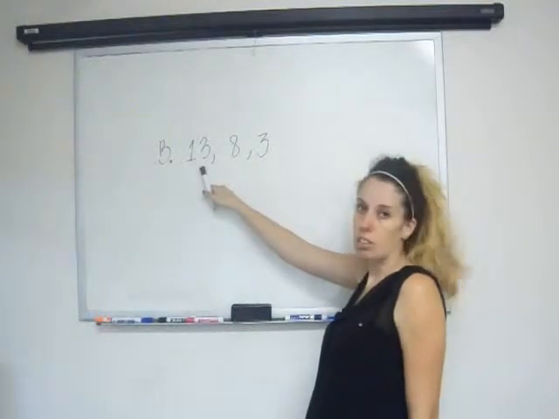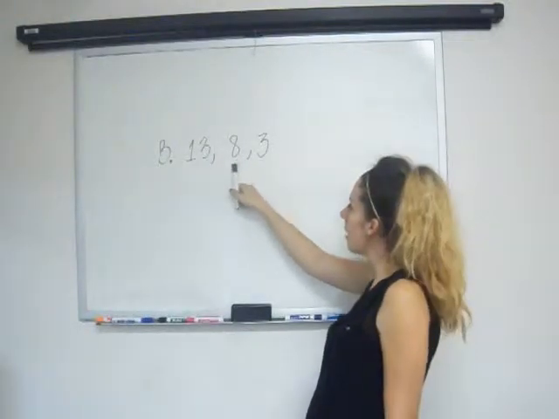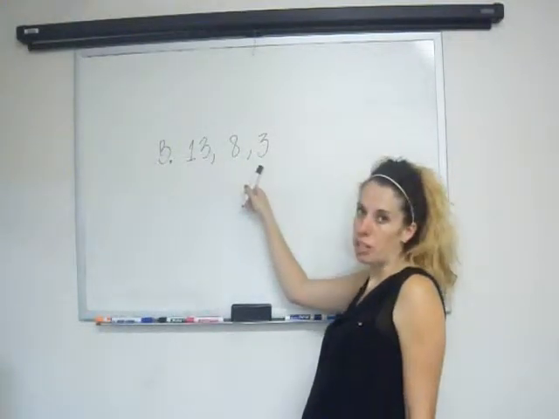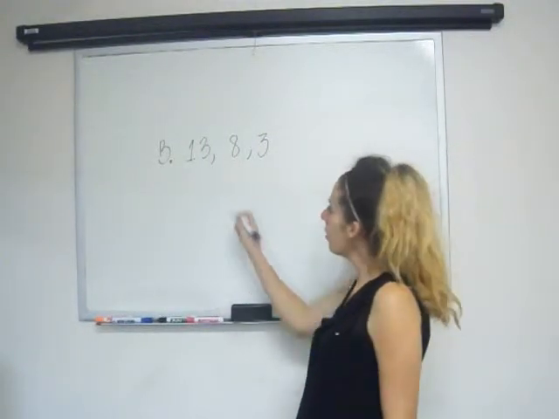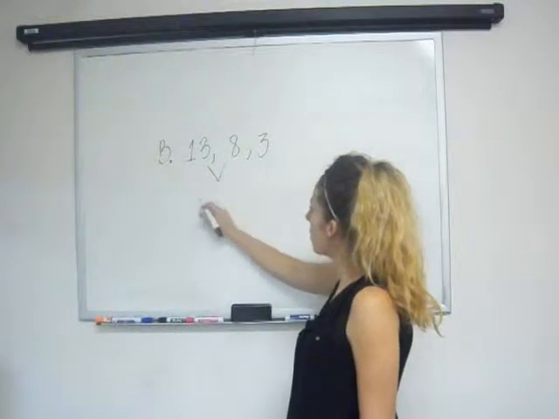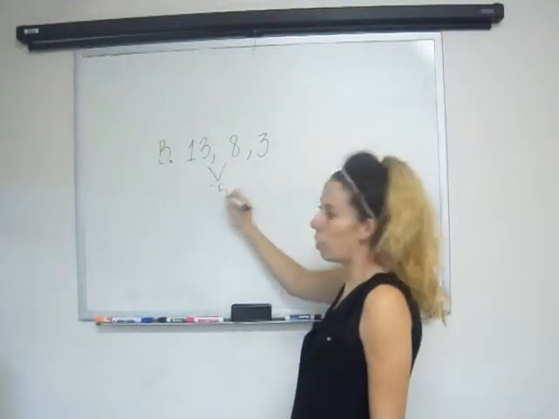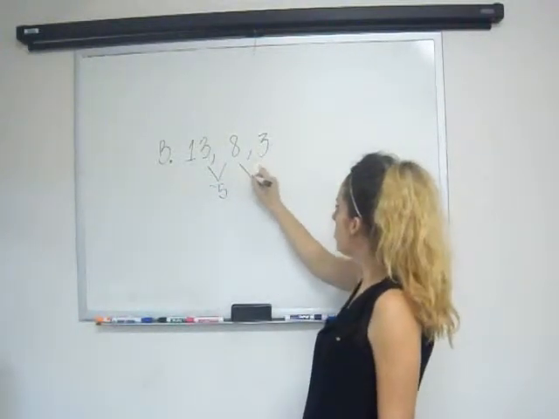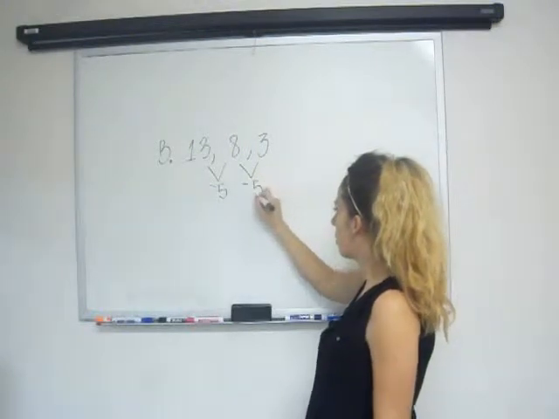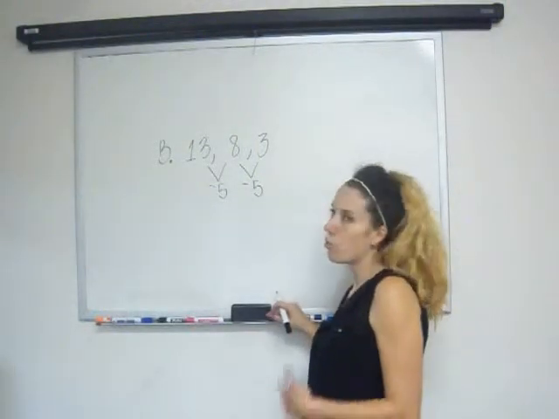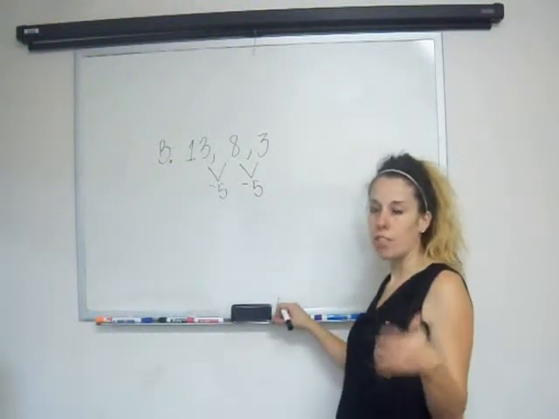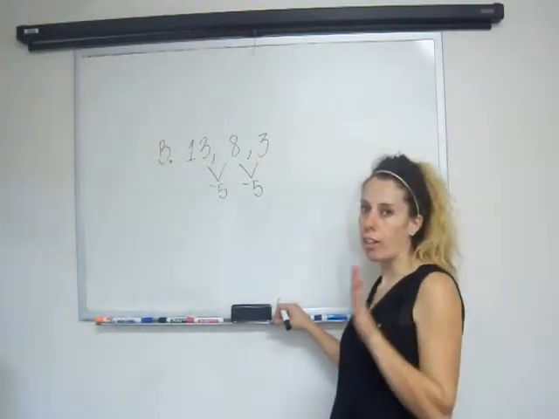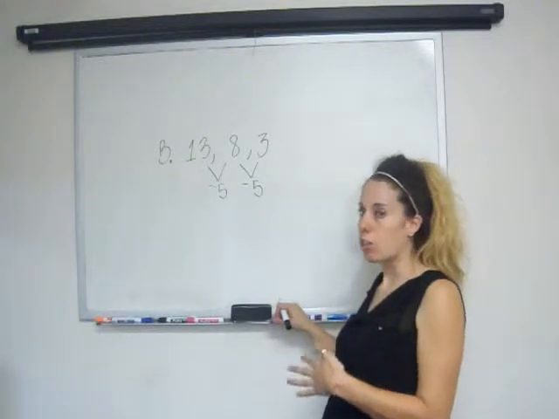So for B, it gives us the terms 13, 8, and 3. Looking at this, we're not adding this time, but it does look like we're subtracting. So the difference between this is minus 5. We're subtracting 5. And then the difference between this, it looks like we are, again, subtracting 5. So based on inductive reasoning, the pattern that I found, it looks like they're subtracting 5 each time, so I'm going to subtract 5 to find our next three terms.